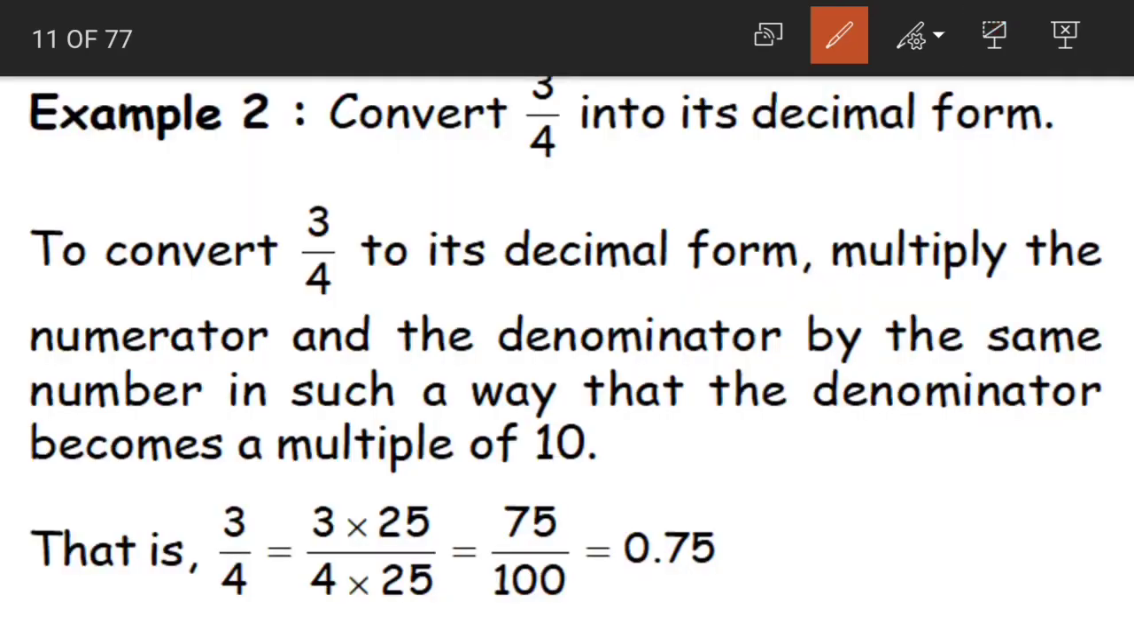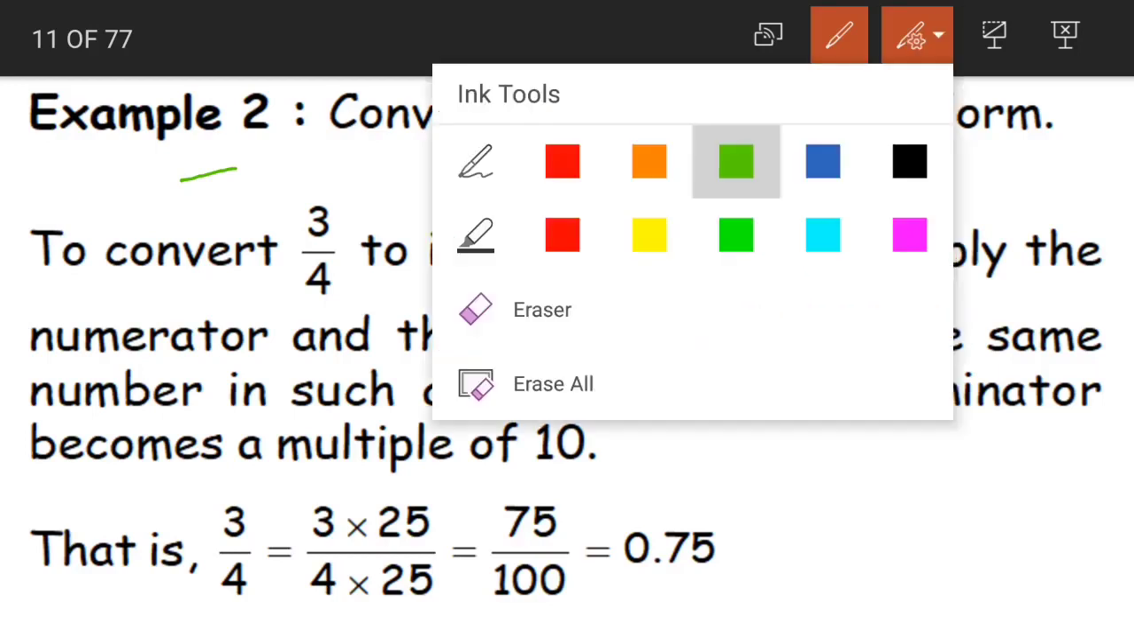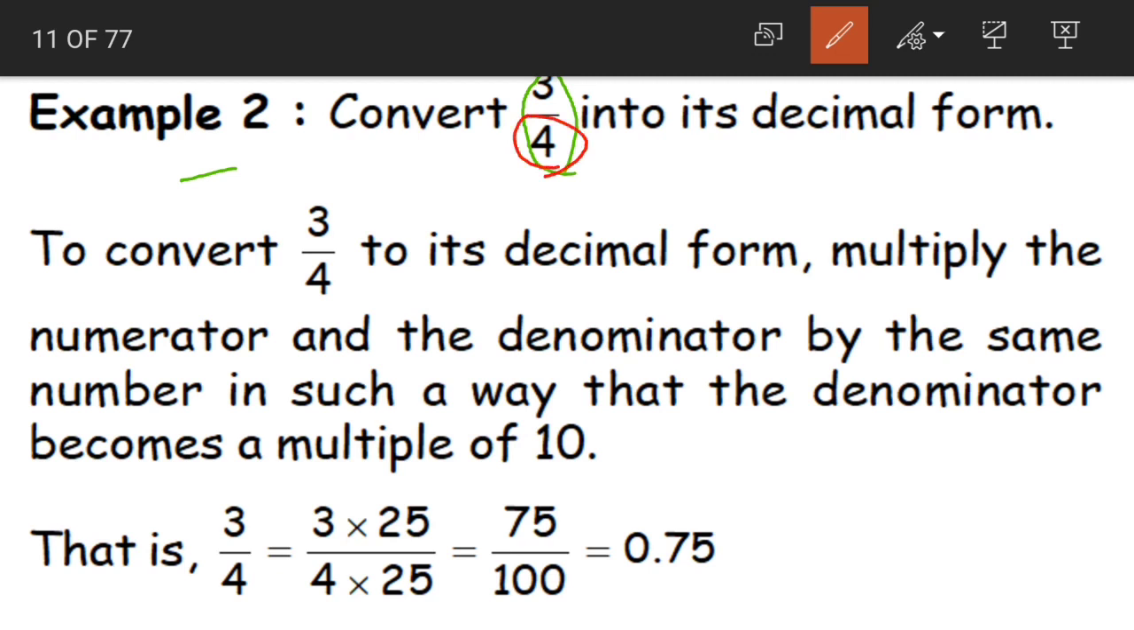Now if you look at the example given here, what are we having? We have convert 3 by 4 into its decimal form. Here if you look at the denominator, it is 4. It is neither 10, 100 or 1000, so that we can count the number of zeros and put the decimal point. Now how to do this?